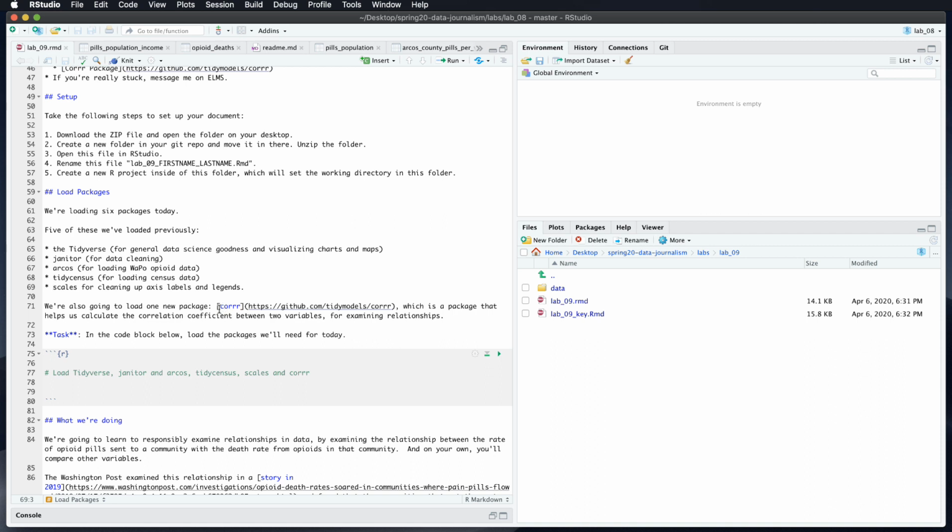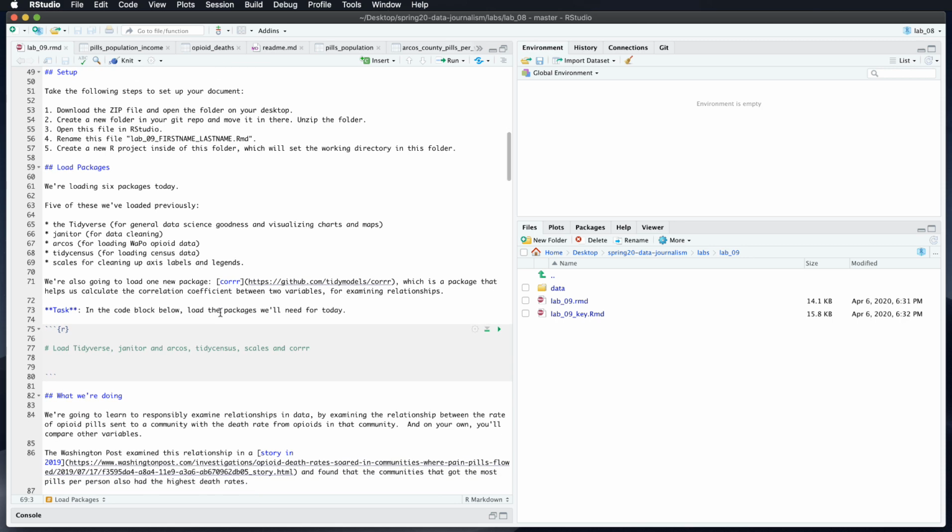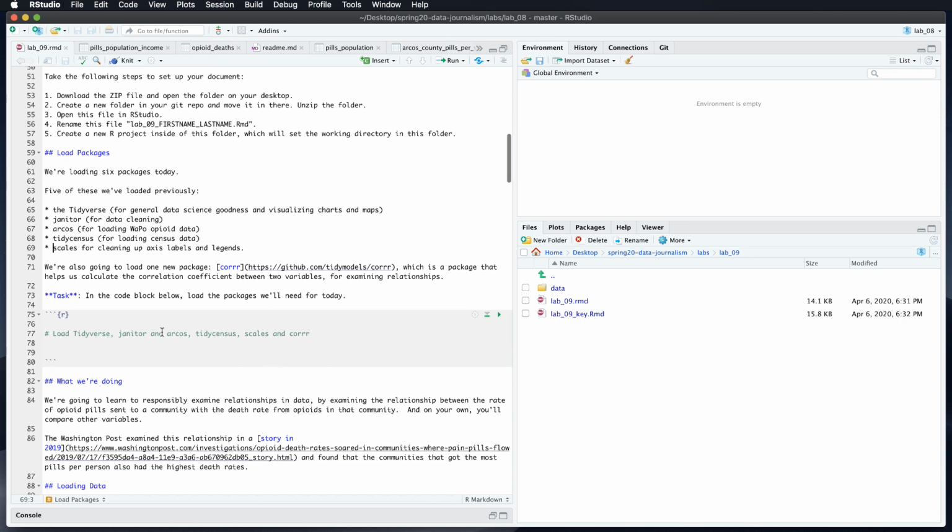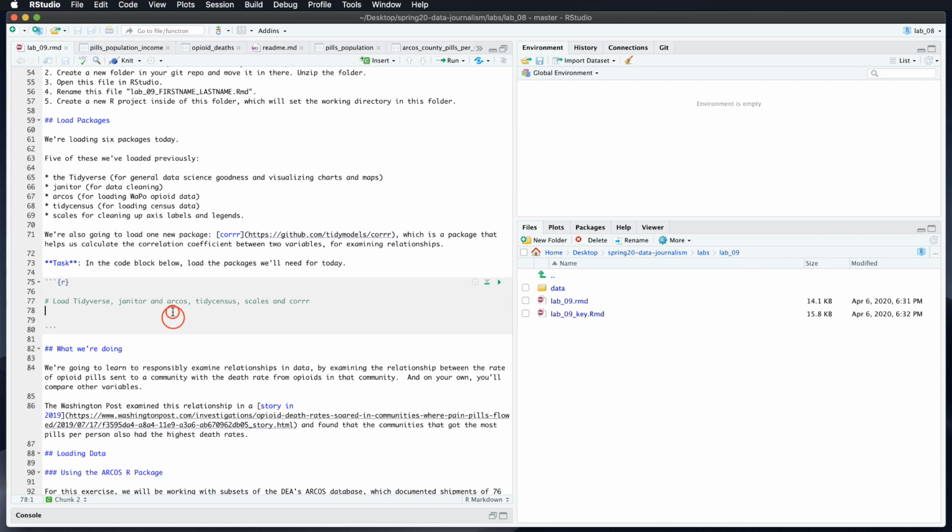It's a way of doing some nice correlation testing, a little bit better than the base R package code allows. So go ahead and load those in the block here. You may need to install them if you haven't done that.